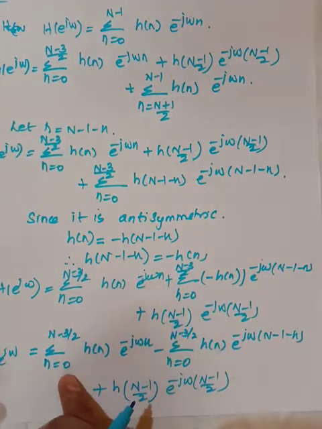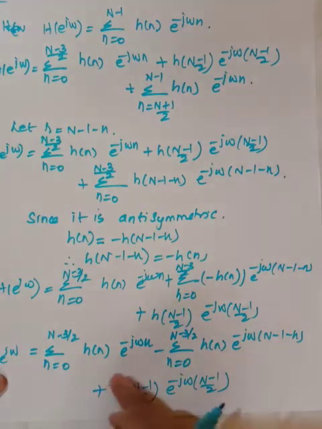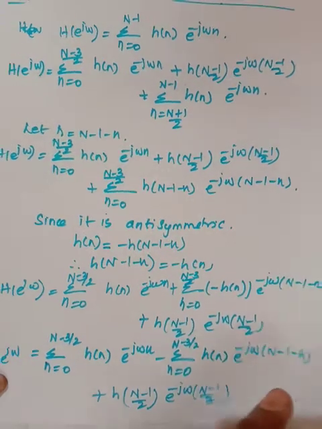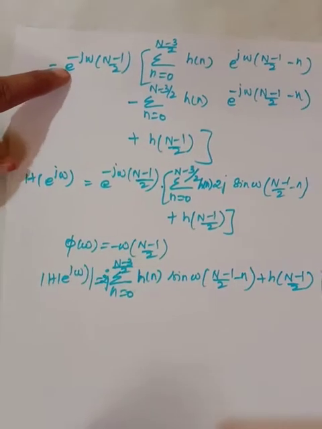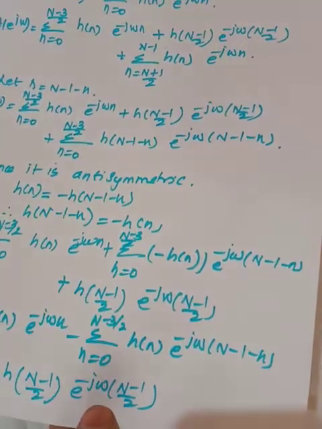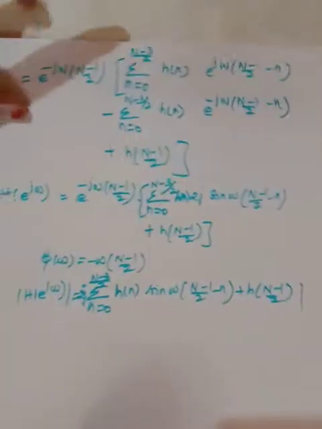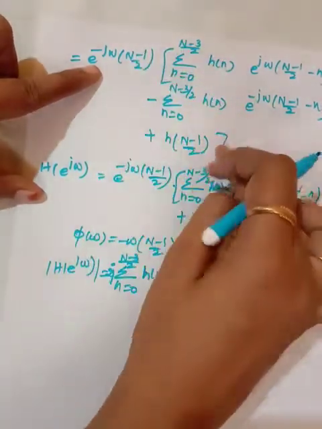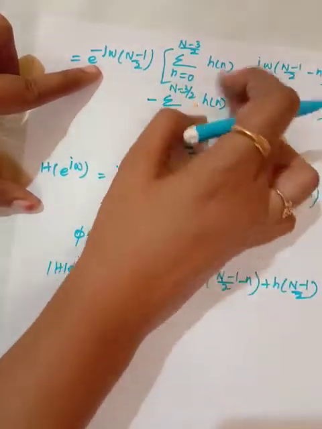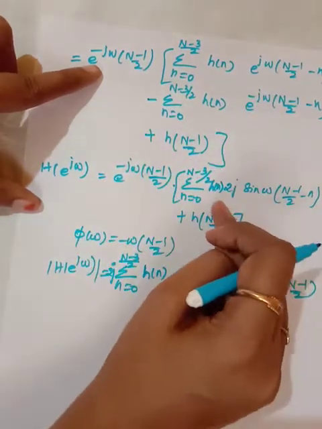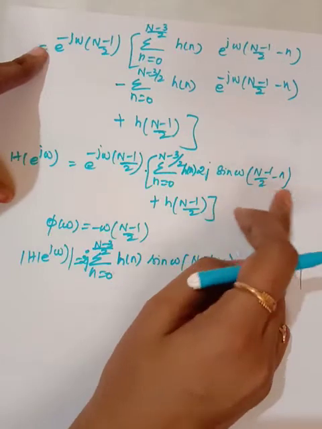Now in order to find the magnitude and phase response, you take this outside in order to have the phase value, right? The same thing I have done, that is I have taken e power minus j omega n minus 1 by 2 outside. After combining these two, since it is e power j theta minus e power minus j theta, I am getting 2j sine omega n minus 1 by 2 minus n.